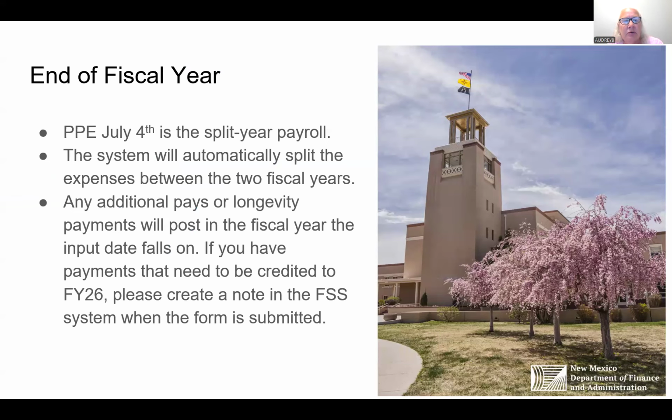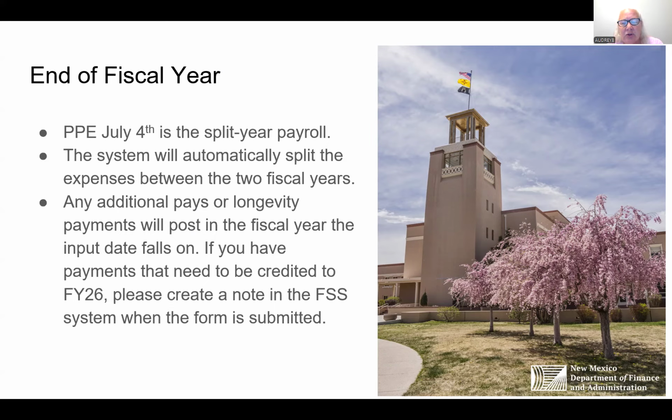So the end of the fiscal year, pay period ending July 4th, is the split year payroll. And the system will automatically split those payrolls. So there's no reason for agencies to go in and accrue in FY26 for the pay period ending July 4th. The system will automatically do that.